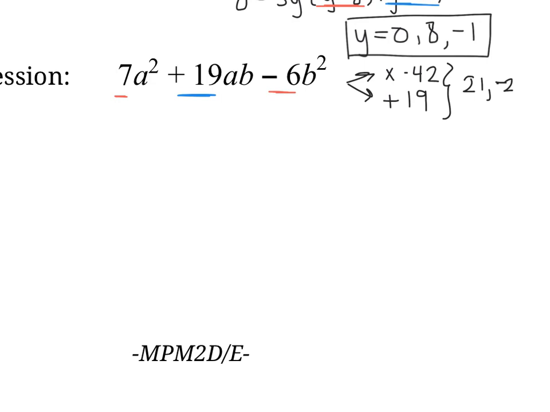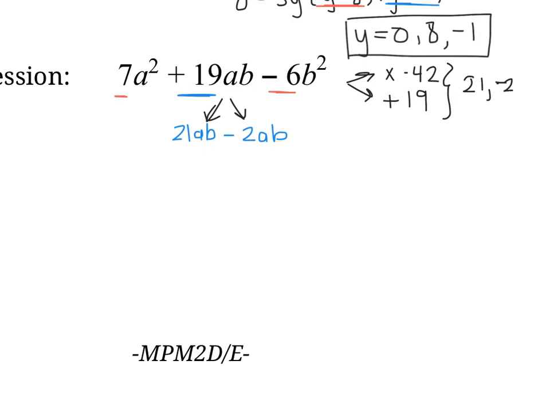So we're going to break this guy up into two new terms. So we're going to put 21, sorry, not plus, 21 minus 2. But what's our letters? Our letters A, our letters B. Well, we need to make whatever here equivalent to this. So this must be 21AB minus 2AB, so that when we subtract them, we get 19AB.